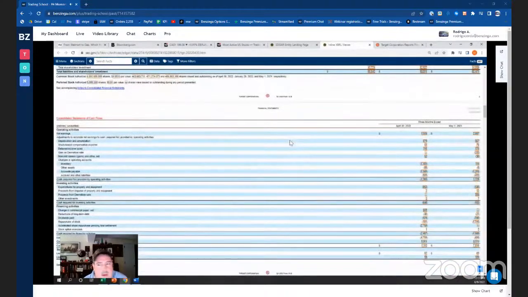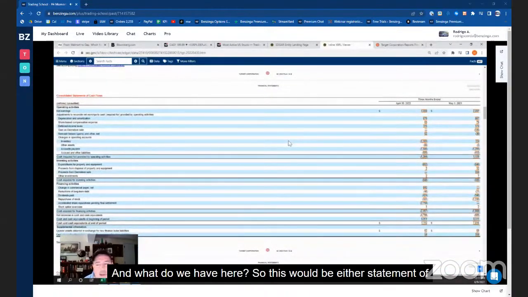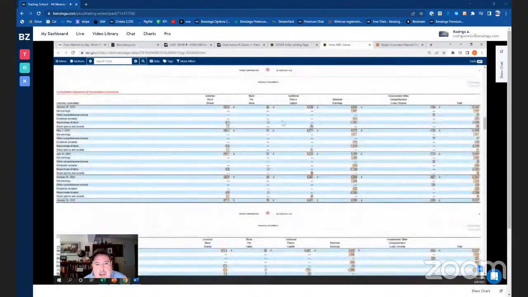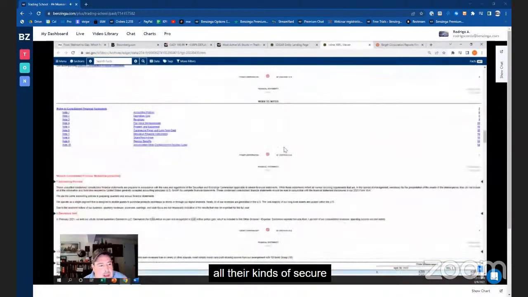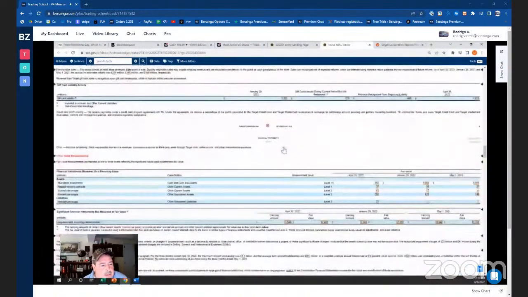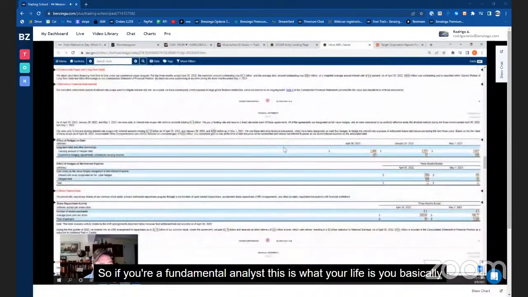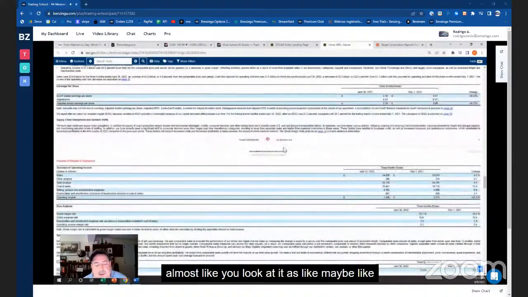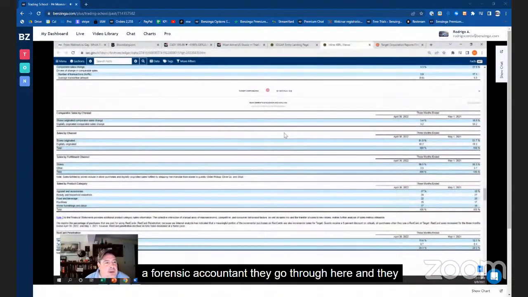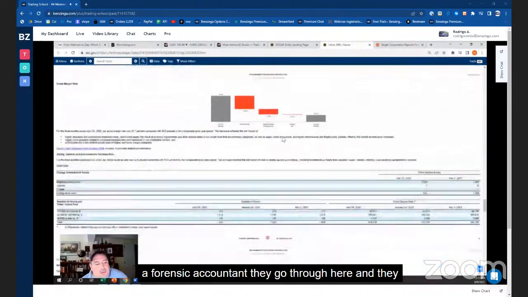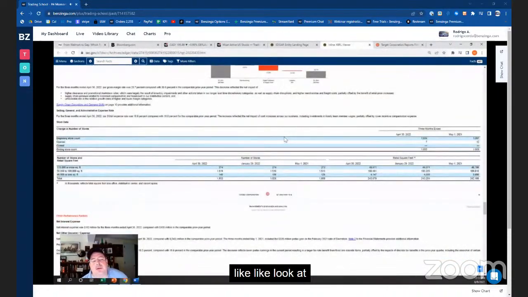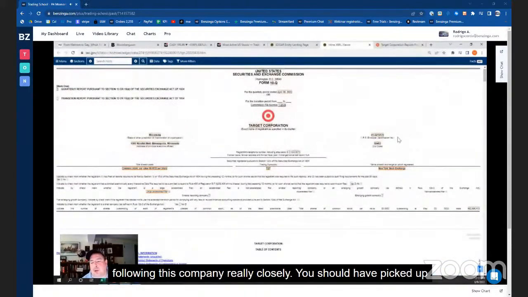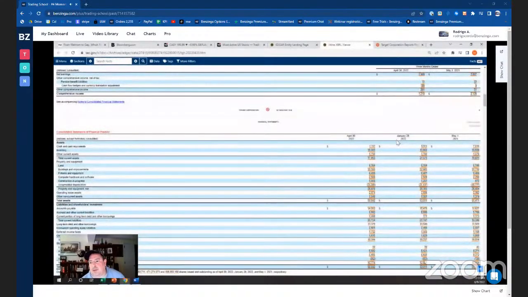And what do we have here? So this would be their statement of cash flows. And all other kinds of stuff here. So if you're a fundamental analyst, this is what your life is. You basically spend a lot of your time reading this type of stuff. And it's almost like you look at it as like maybe like a forensic accountant. They go through here and they look at this, right? If you're an accountant, or if you're following this company really closely, you should have picked up on this.